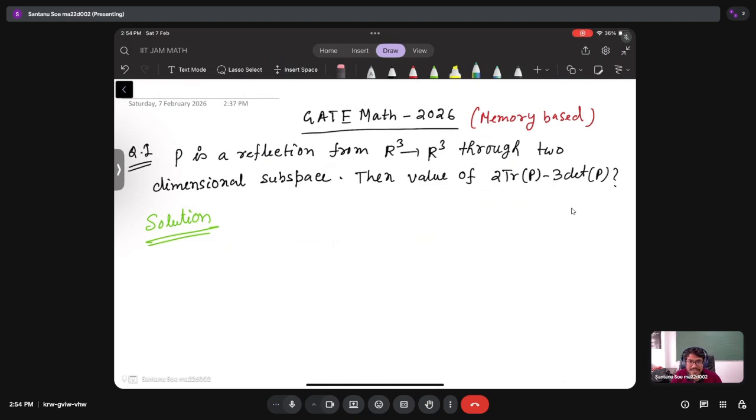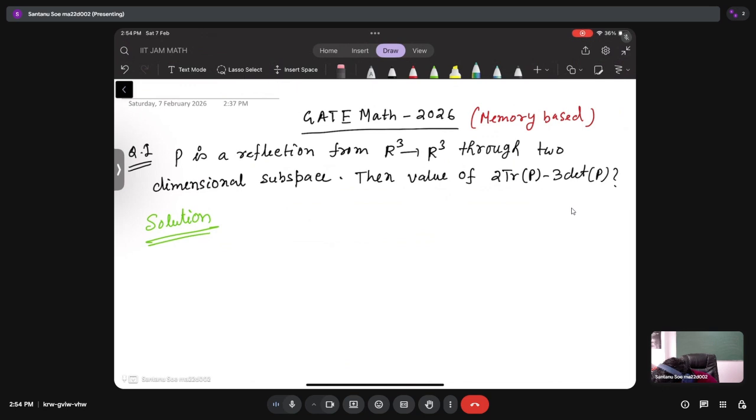Everyone, today we're going to solve a question that was asked in GATE 2026. I think this exam was conducted today, and this is a memory-based question. It is given that P is a reflection from R3 to R3 through two dimensions of space, and they are asking what is the value of 2 raised to trace of P minus 3 times determinant of P.